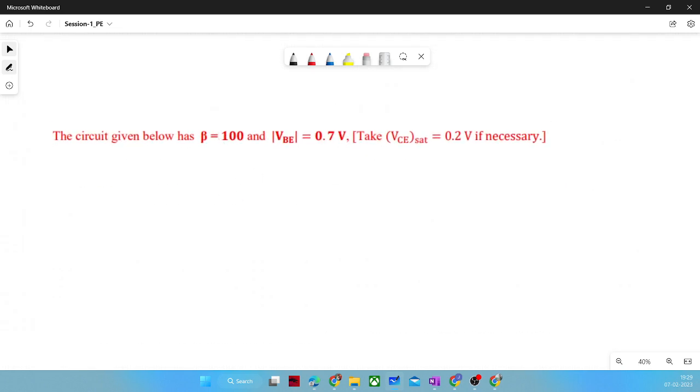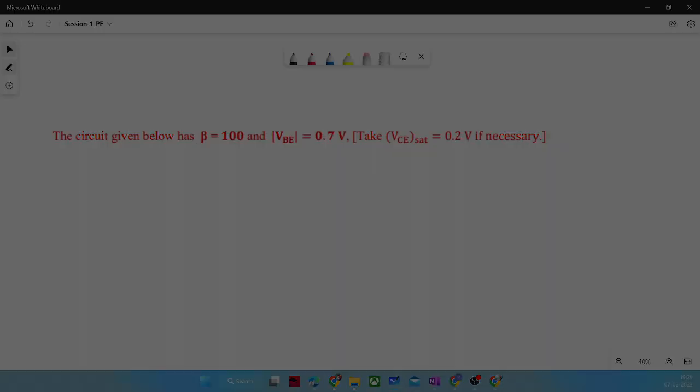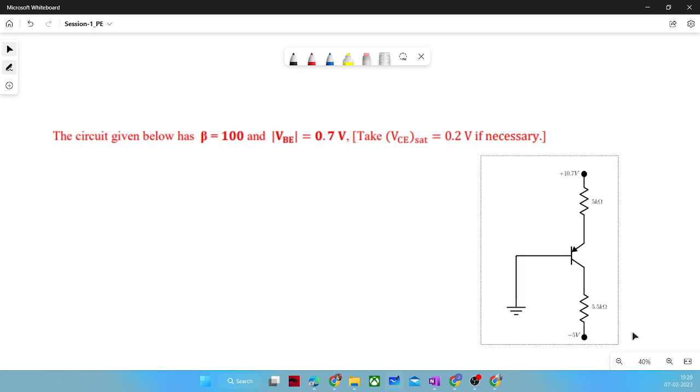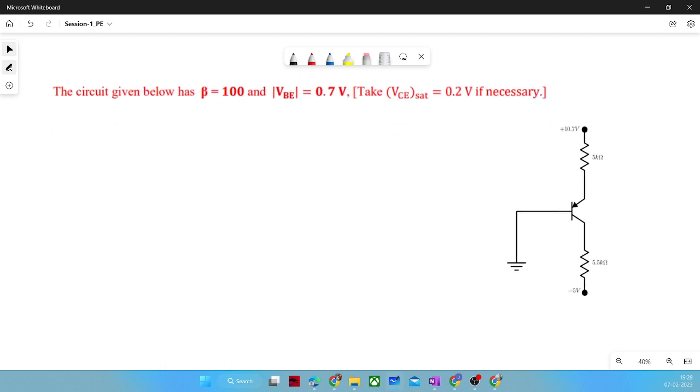Okay. So this is the problem. Here we need to identify in which mode it is operating: linear, saturation, cutoff, okay, or reverse active. So this is the problem. And excuse me just for 1 minute.